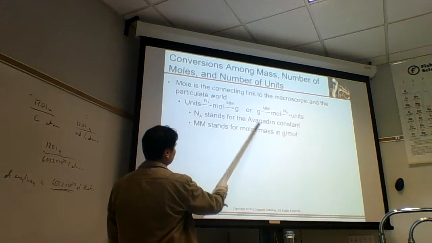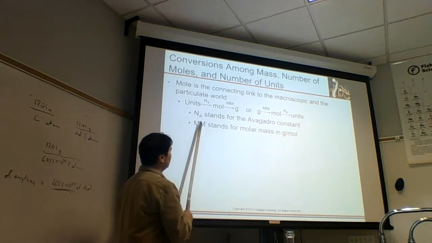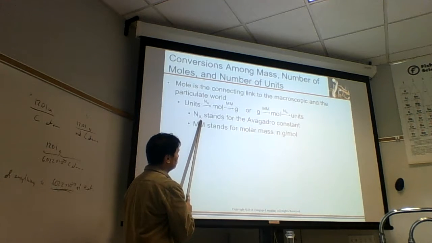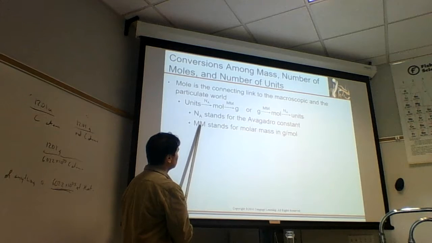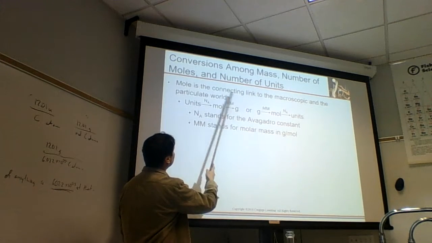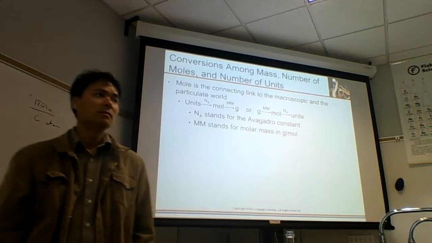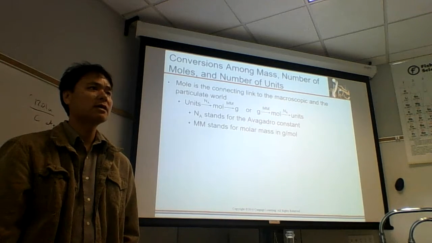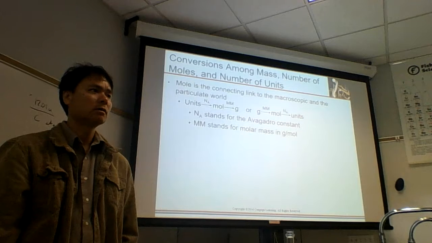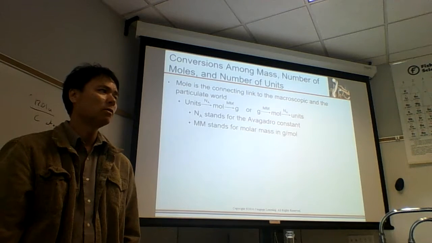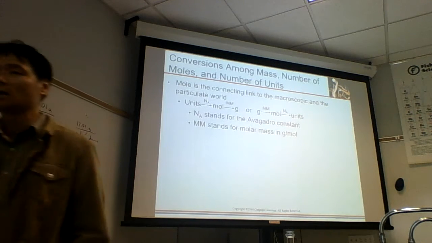N sub A stands for Avogadro's constant or number, and you should memorize it: 6.022 times 10 to the 23rd. And MM stands for molar mass in grams per mole. Molar mass is different than molecular mass. Molecular mass is the mass of a single molecule. Molar mass would be the mass of a mole of molecules or whatever else you're looking at.